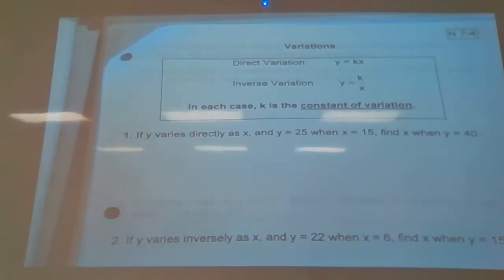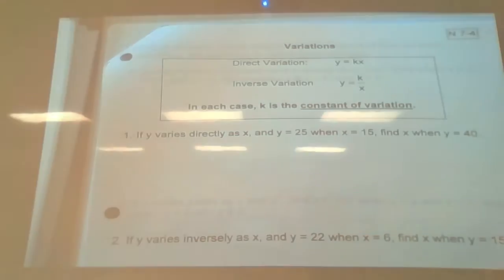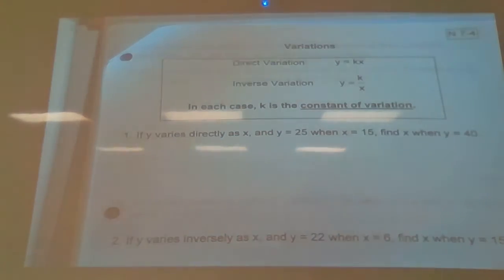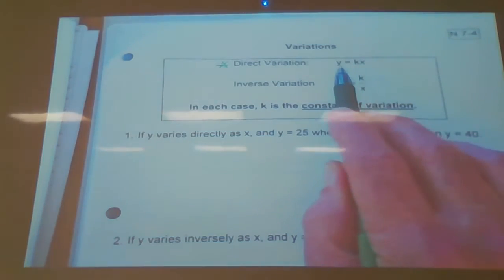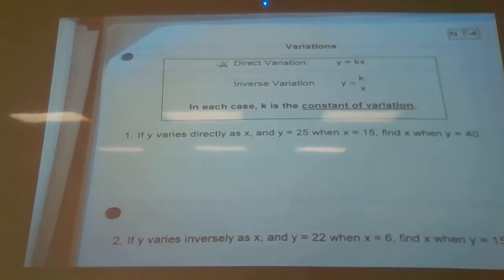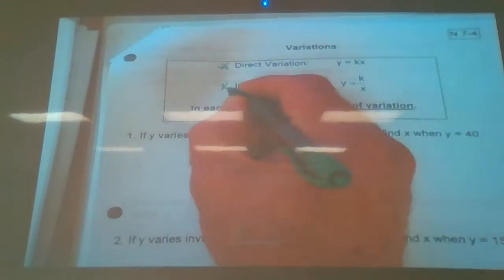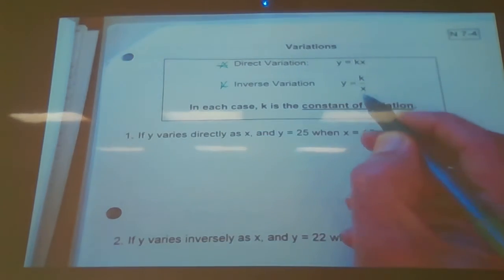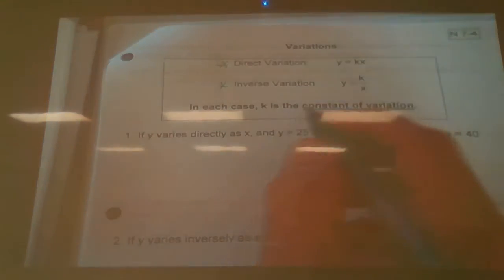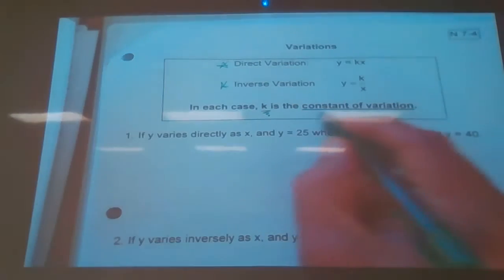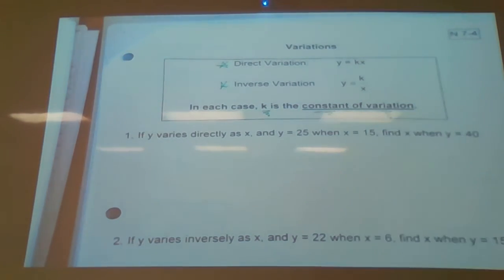All right, for this section, we're going to talk about variations. There's two forms of variations, which are relation between x and y. There's direct variation, and it's in the form of y equal kx. Inverse variation, y equal k divided into x. And in each case, k is the constant of variation.